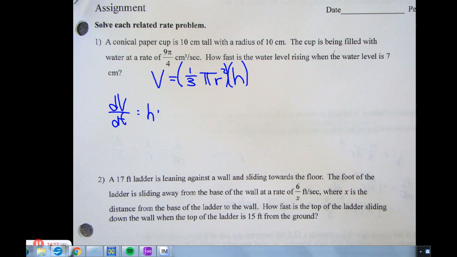So the derivative of this would be 2/3 π r, but I took the derivative of an r, so multiply by dr/dt. So this is the second thing, this is the derivative of the first thing, plus the first thing times the derivative of the second thing. What's the derivative of h? So dh/dt, right? You with me? I don't think I've done anything controversial yet. Just take a product over there.